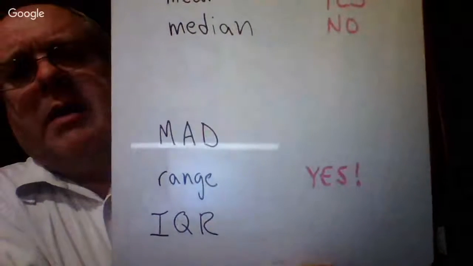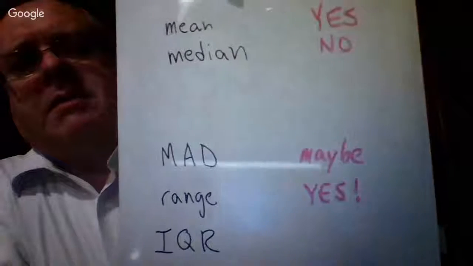Okay, mean absolute deviation. Let's skip that one for a second. The range, is the range affected by outliers? Well, think about it. That's what the range is. It's the very, very smallest value and the very, very biggest value, the distance between those two. So is the range affected by outliers? I'm going to put yes with an exclamation point, because frankly, that's all the range is, the outliers.